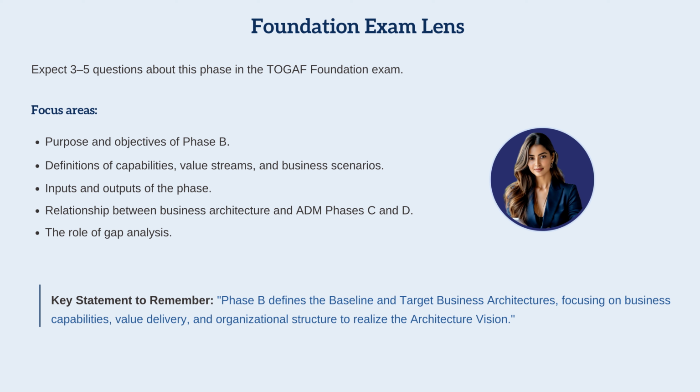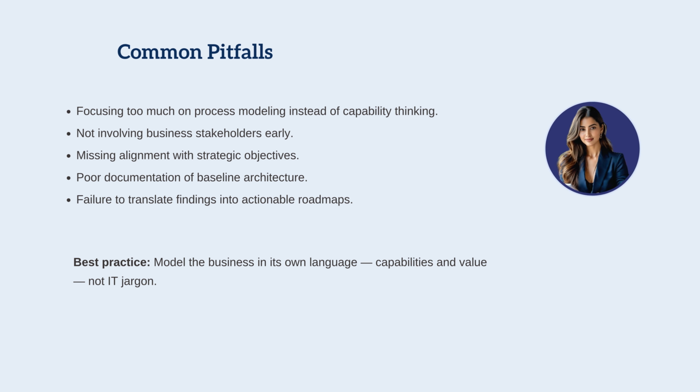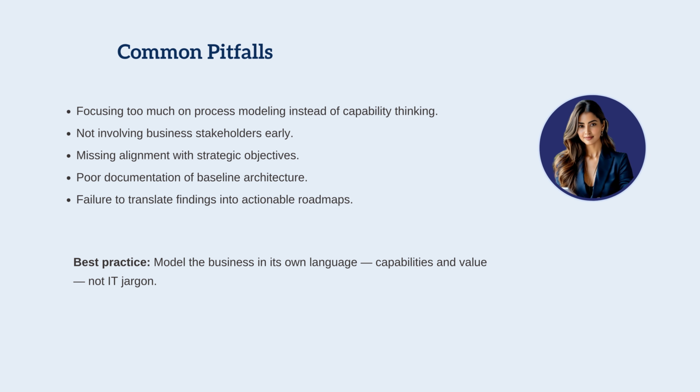Common mistakes include overemphasizing process maps instead of business capabilities, failing to involve key business stakeholders, poor documentation of the baseline, creating models that are too technical or tool-driven. Best practice: model the business in its own language, capabilities, value, and outcomes, not IT jargon.